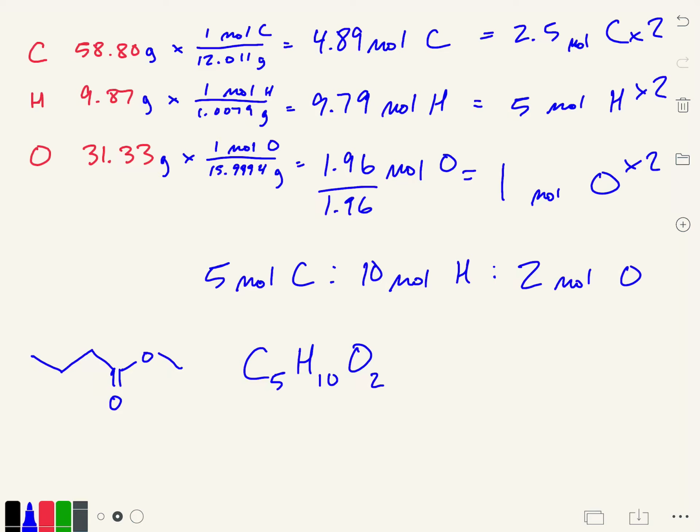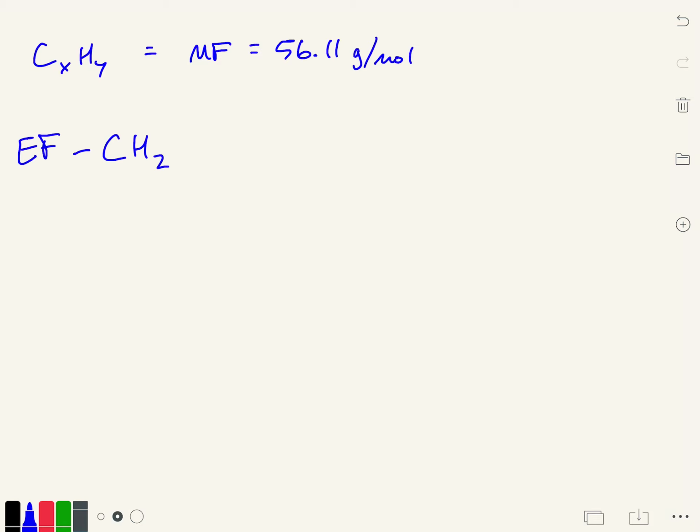Okay. Let's do now a molecular formula problem, because these were all empirical formula problems. So let's look at a molecular formula problem. They are much easier. Let's say that a compound containing carbon and hydrogen has a molar mass of 56.11 grams per mole, and that I just calculated an empirical formula of CH2. So that's my empirical formula. CH2.